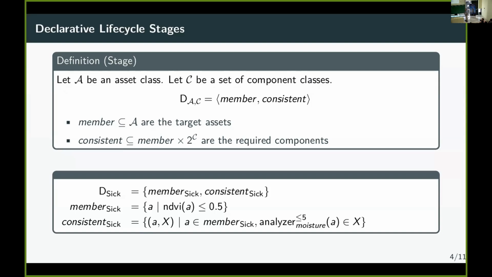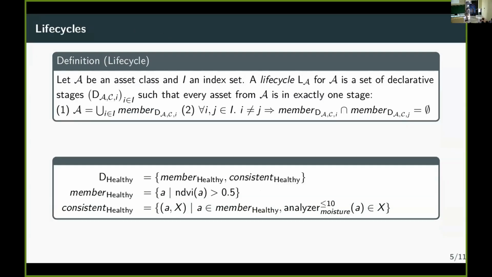So a little bit more math, there will not be a lot of math, I promise. A stage is a tuple of two predicates. The first one is membership, the second one is consistency. And this is the definition of a life cycle stage for a sick plant. So we say that a plant is sick if it has an NDVI under 0.5. This is a measurement of how healthy a plant is, essentially. You can do this with infrared sensors. And I say, well, if it's sick, then I want to have an analyzer for it, which is for the moisture property, and it makes sure that moisture is below 5. That's it, right? No transitions whatsoever.